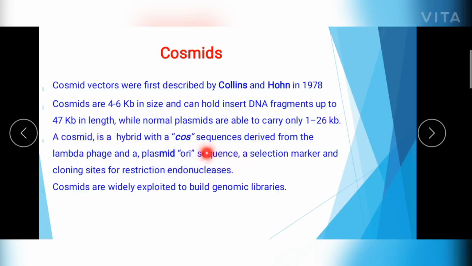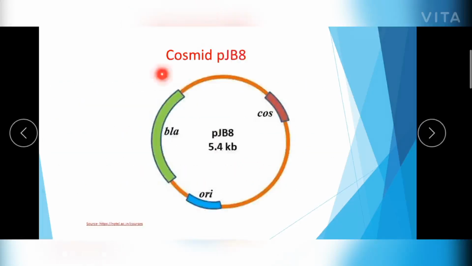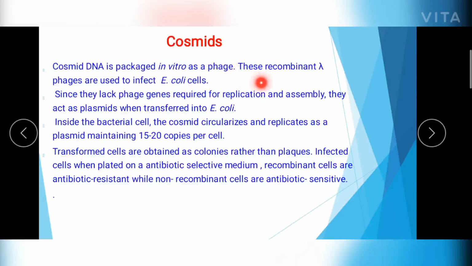Apart from these two regions, it is also having polylinker sites and marker genes, and these Cosmids are extensively used in genomic library construction. So this is the way in which a typical Cosmid appears. The origin of replication is derived from the plasmid, then the cos site is derived from lambda phage, and the antibiotic resistance genes, and it will also be having a polylinker site. In this polylinker site, you will be inserting our desired gene. Up to 46 kb of the foreign gene can be inserted.